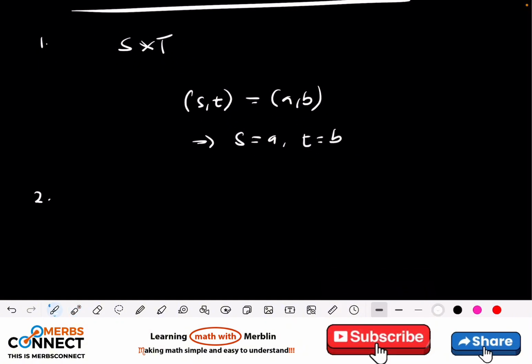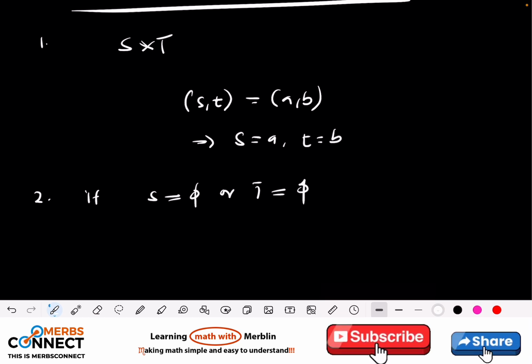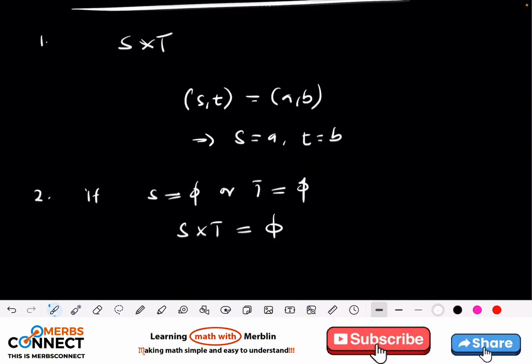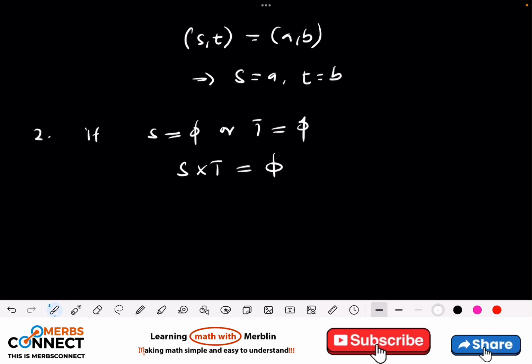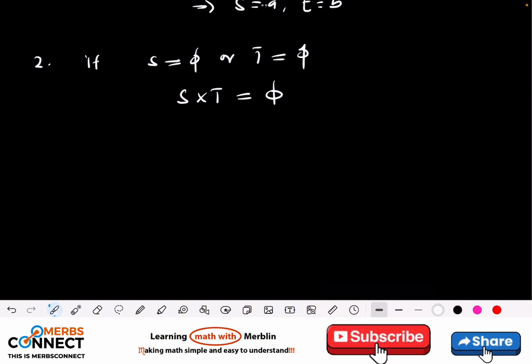Another one is if we assume that S is empty or T is empty, then S cross T is also going to be empty. We don't have anything there. Even if one is not empty and the other one is empty, we get empty, because we cannot pair them since one of them is empty.